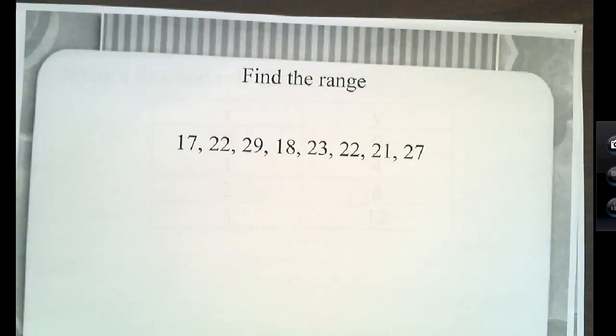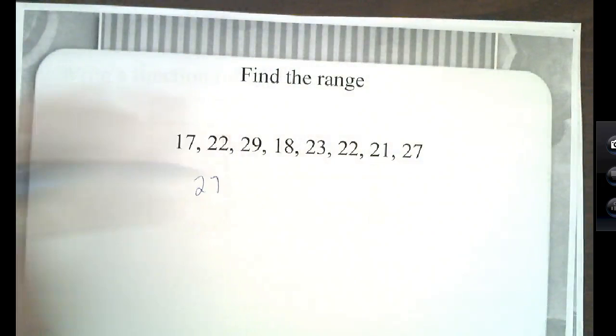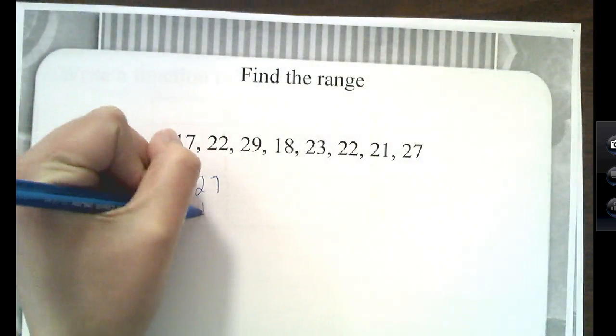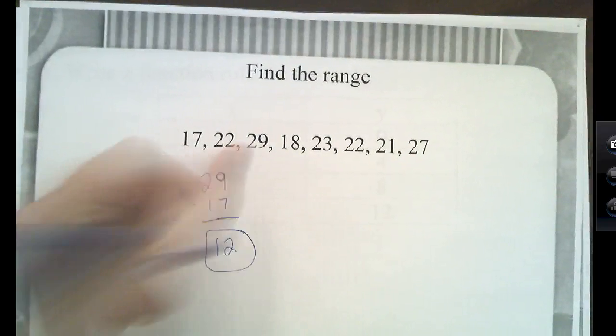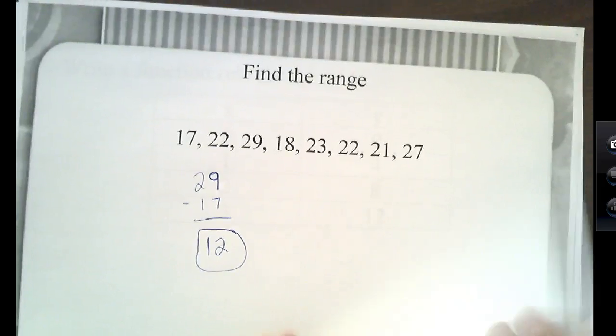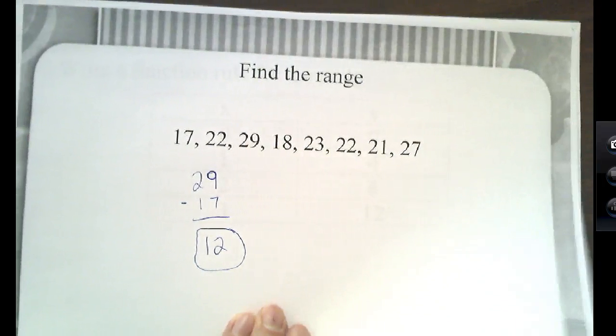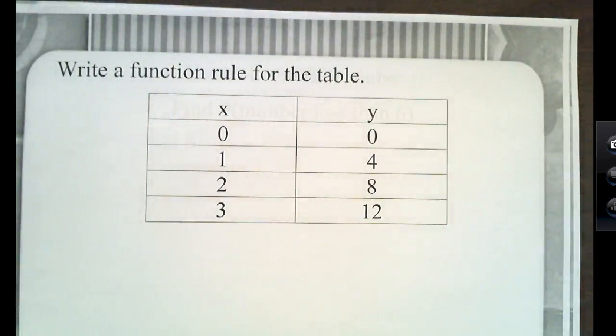All right, everybody have your range written down? All right, so your largest number, I believe, is 27, correct? Smallest is 29, thank you. And your smallest is 17. So when you subtracted, did you get 12 for the range? Very good. So either put that. That works perfect. Awesome. All right, next question.